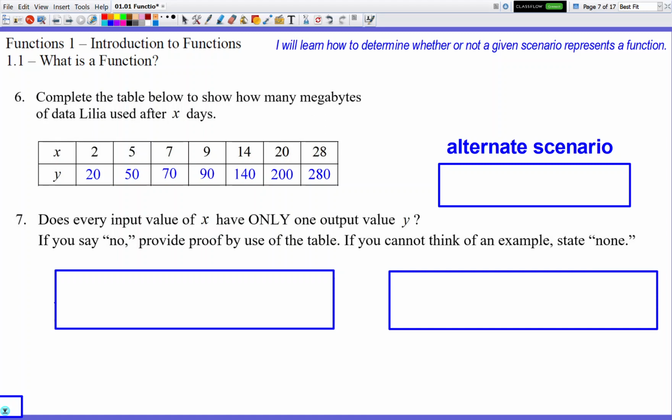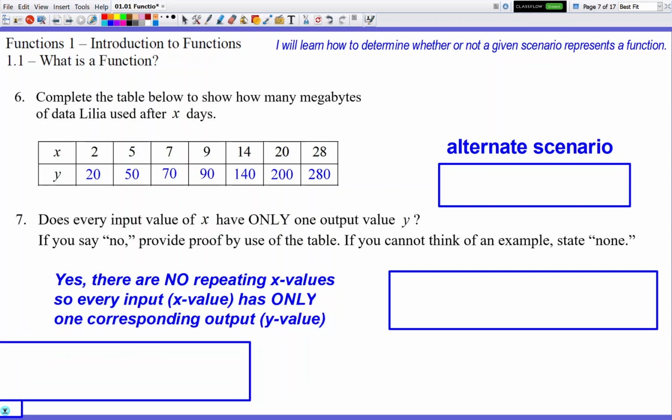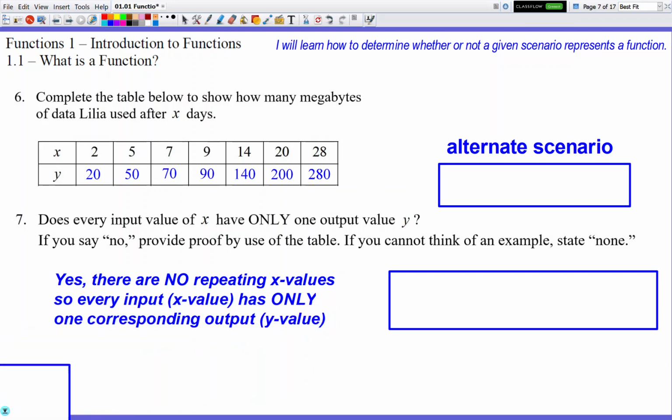Okay, so hopefully when I uncover this box right below, it's going to say, yeah, this happens, right? I have one x and one y that corresponds to it. Let's see. Yeah, it does say yes. And what is the reason? There are no repeating x values. So every input or x value has only one corresponding output or y value.